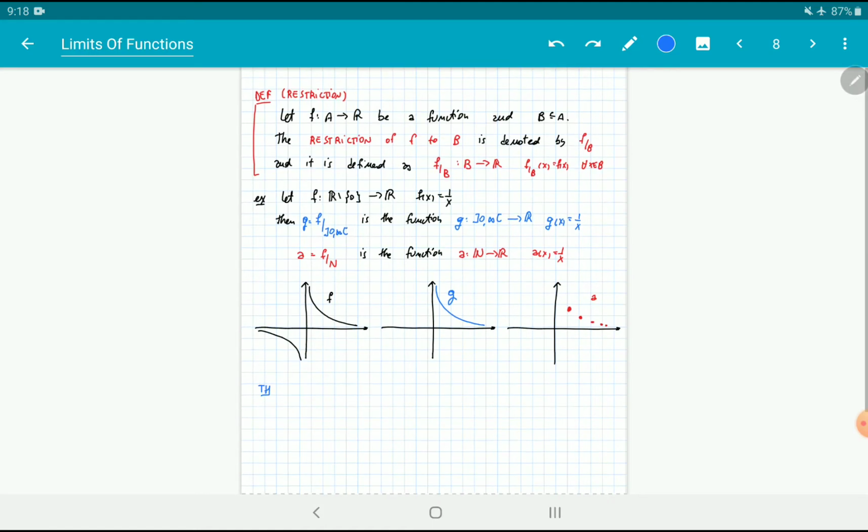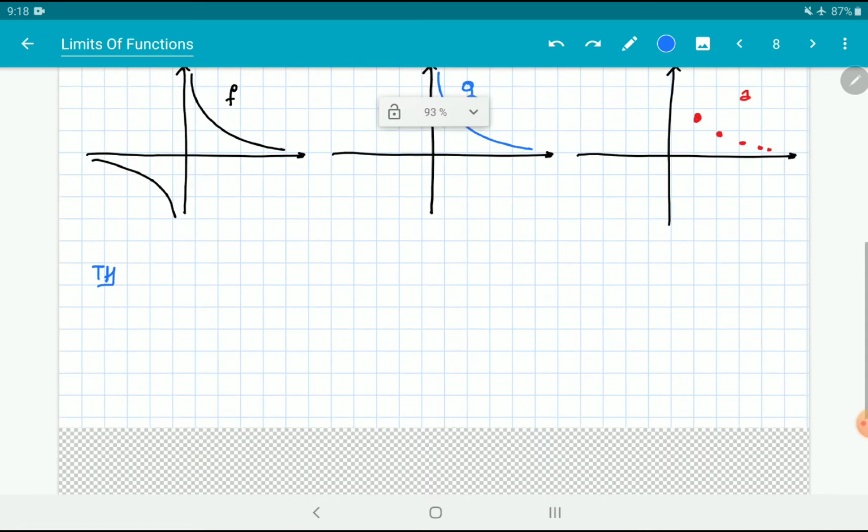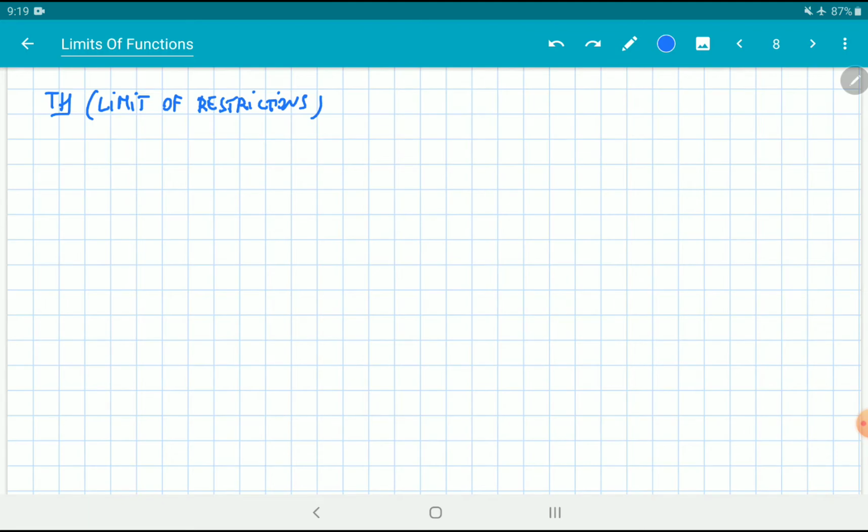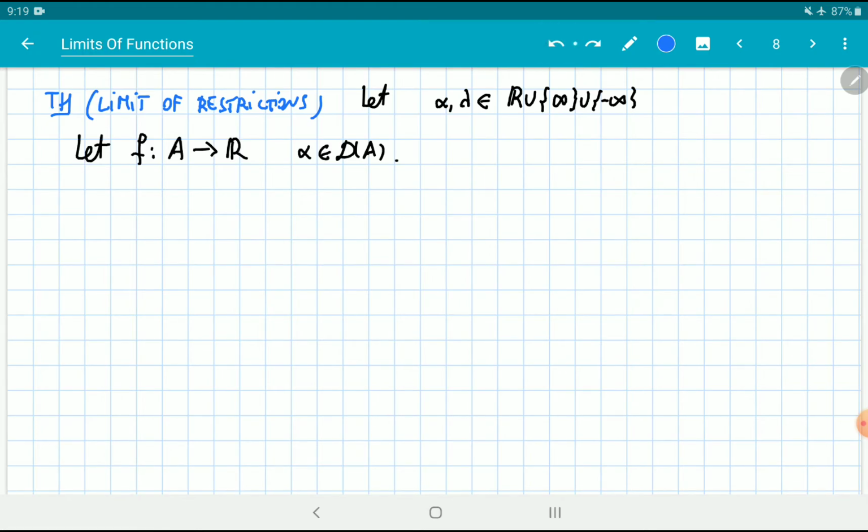Now let me write down a theorem which should be clear. The limit of restrictions. So now we use this unified way of defining limits. I can state a theorem that involves real numbers, infinity or negative infinity in just one line without having to discuss it nine different times. So take alpha and lambda being extended real numbers, so they could be actual real numbers or infinity or negative infinity. And let f be a function from A to R.